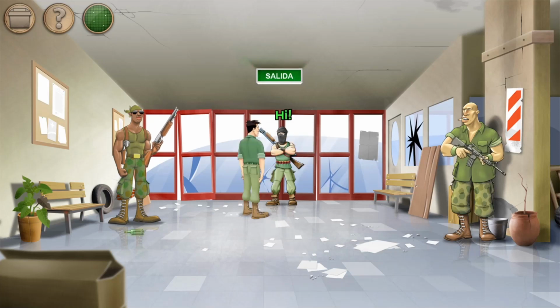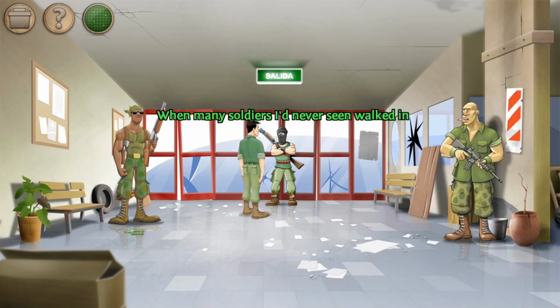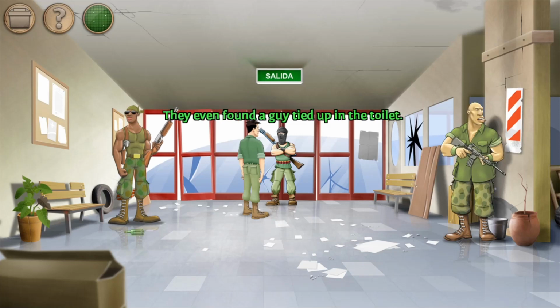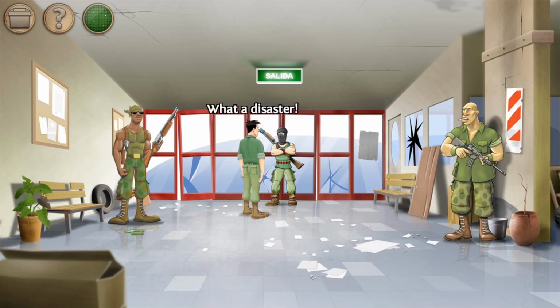What happened with the rest of the guards? They were replaced in the Purge after the escape of a patient. Why the Purge? I don't know exactly. I was here watching the door, as usual, when many soldiers I'd never seen walked in and said that the boy they had found in Sector 3 had escaped from the hospital and that everyone was arrested. They even found a guy tied up in the toilet. Crazy stuff. What a disaster. No wonder the usual guys are not here. Yep, and I know Sergio got mad.